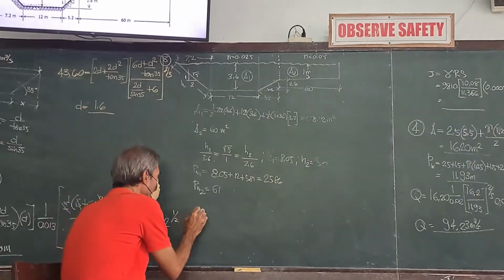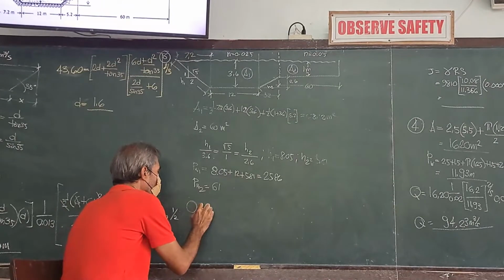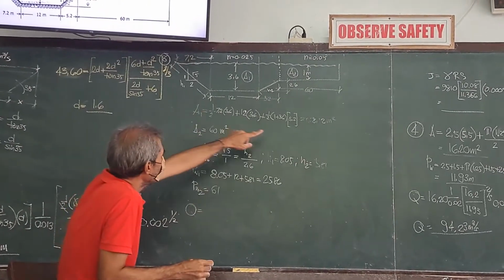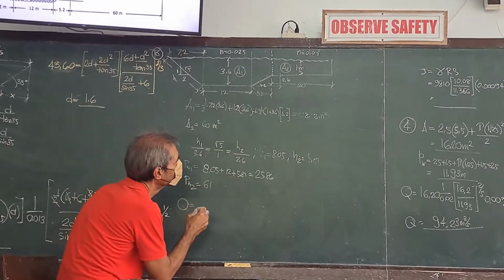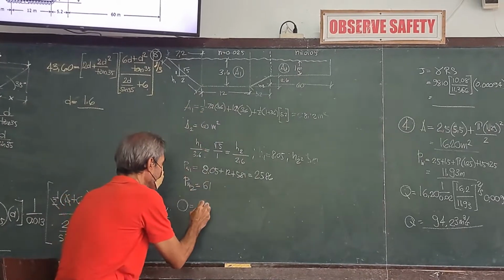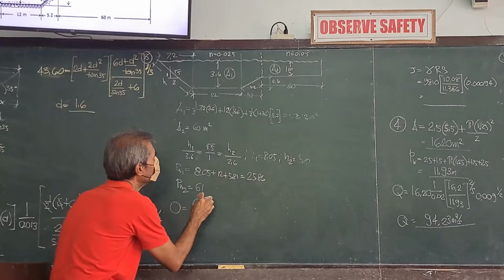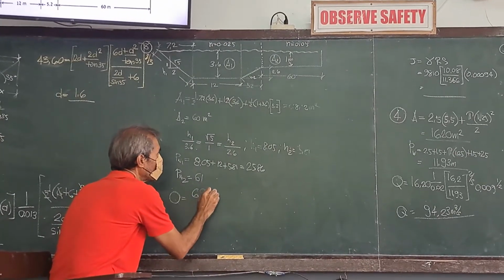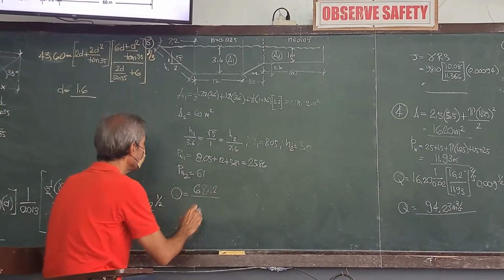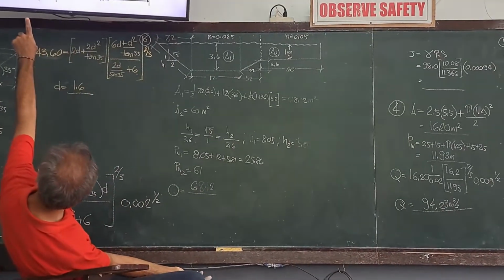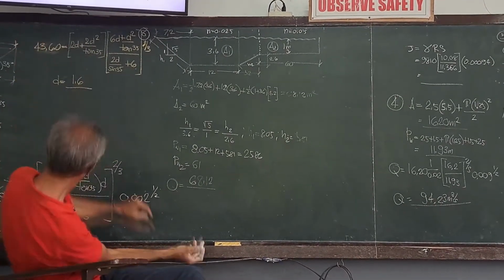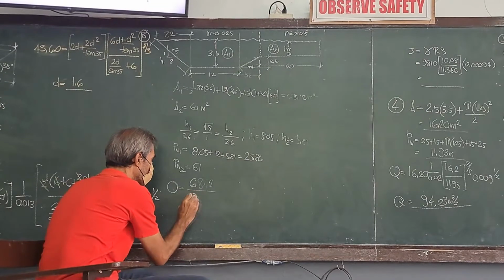So, Q is equal to area. The small one, the big one. 68.12 divided by n. 0.025, sir.